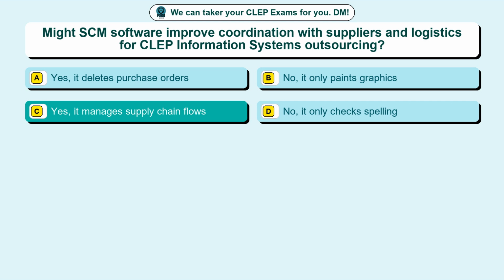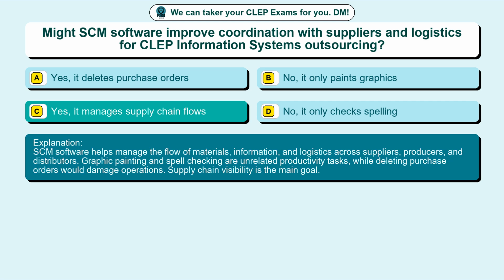Yes, it manages supply chain flows. SCM software helps manage the flow of materials, information, and logistics across suppliers, producers, and distributors. Graphic painting and spell checking are unrelated productivity tasks, while deleting purchase orders would damage operations. Supply chain visibility is the main goal.